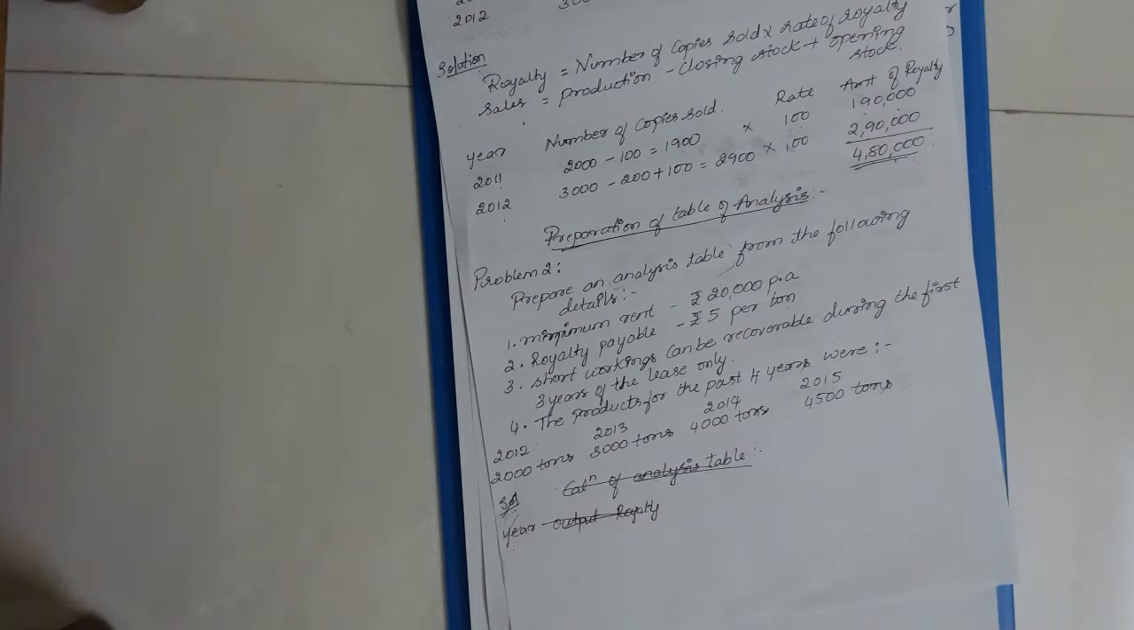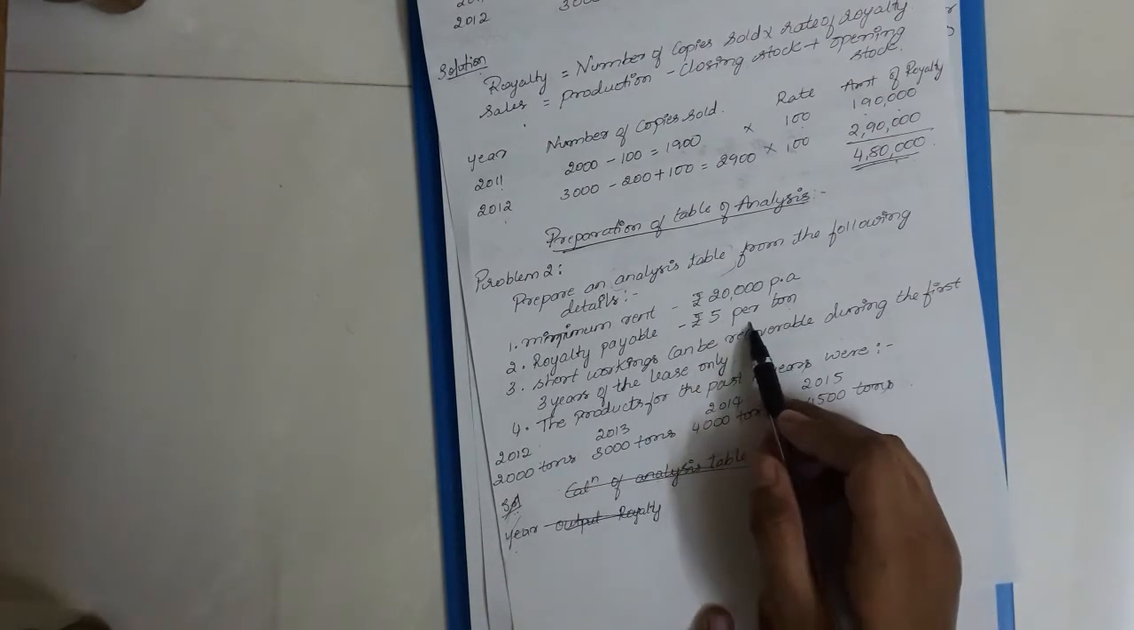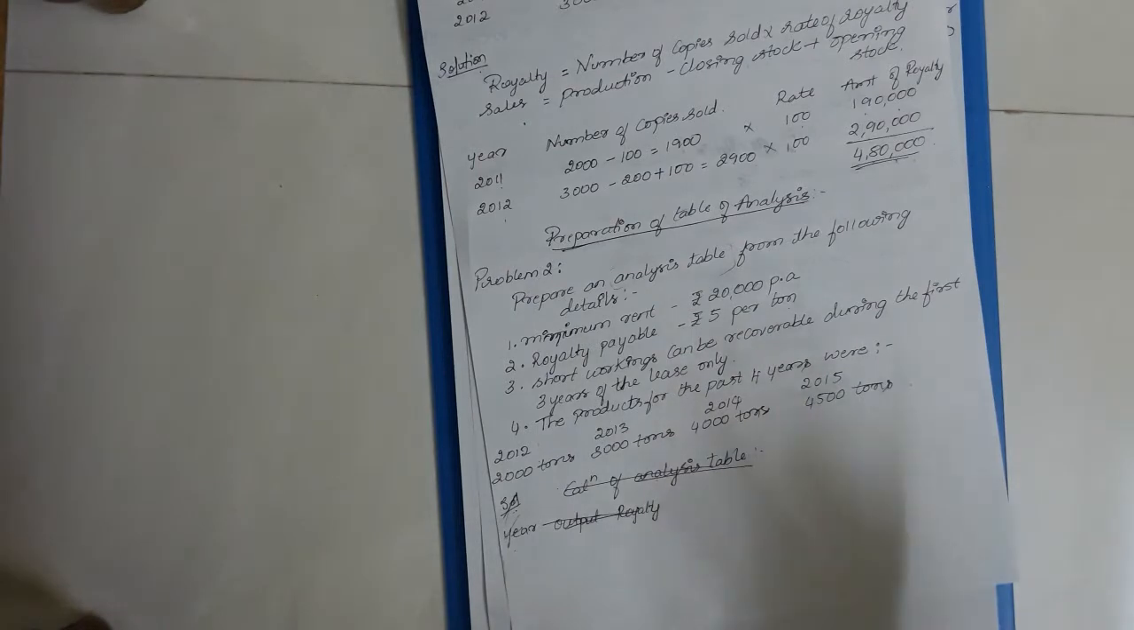It might be relating to minerals also, patents, whatever it is. So why you can see it is related, royalty payable is 5 rupees per ton. Whatever the tons of extraction may be done, production may be done, on that ton, per ton will be paying 5 rupees royalty.